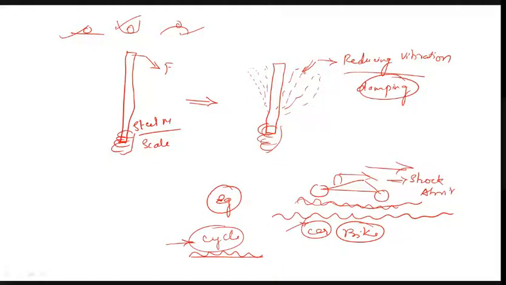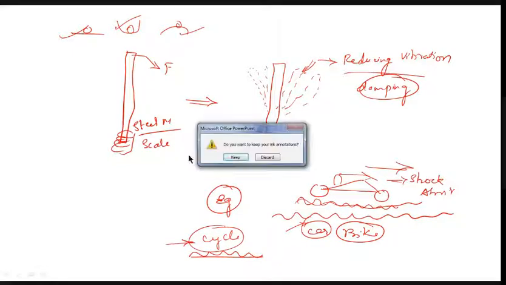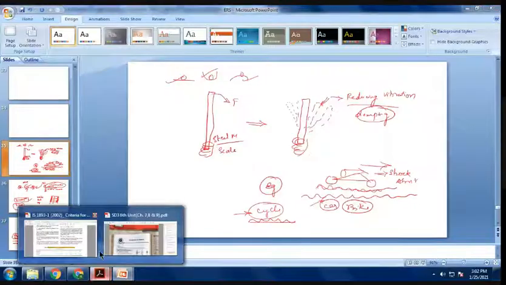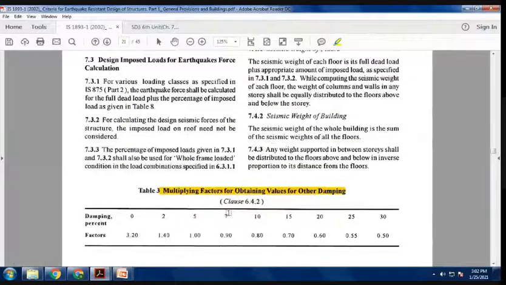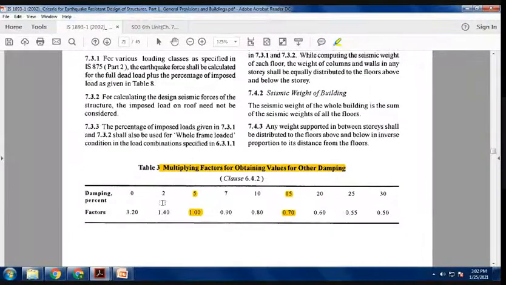Similarly, we use dampers in the building also, such that they reduce the vibration of the building. In an exam, the question will say that 5% of damping is given to the building. Then the reduction factor will be taken as 1. Suppose 15% of damping is given, then we can take it as 0.7. Each and everything is given in the code book.